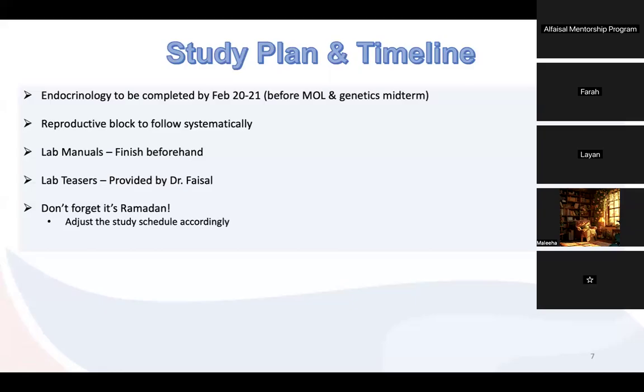Lab teasers will be provided by Dr. Faisal. These are very important because they have a lot of questions and they have cases, which are really important. As I told you, it's clinically oriented. So every case that is discussed in the lectures and the lab teasers should be very important. You can, for example, write these cases and try to understand them and revise them more than one time.